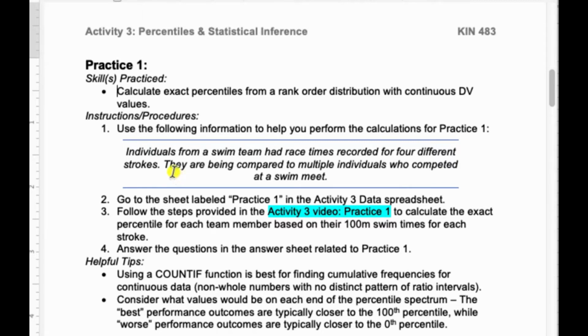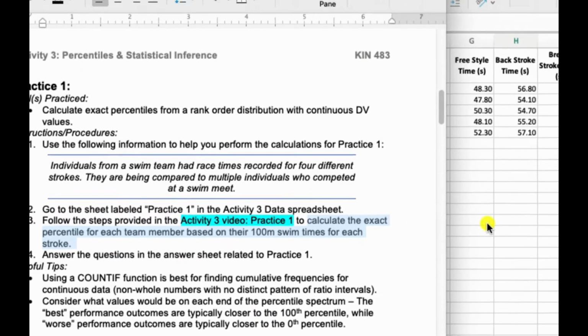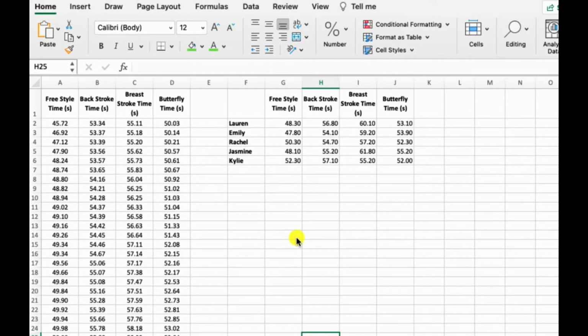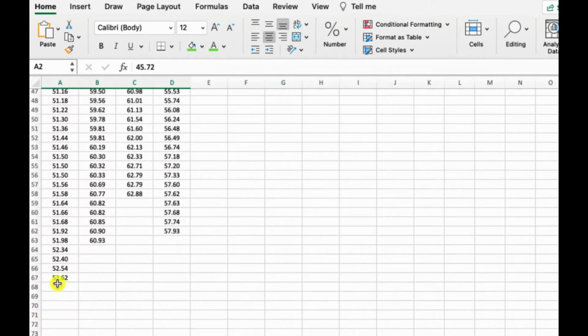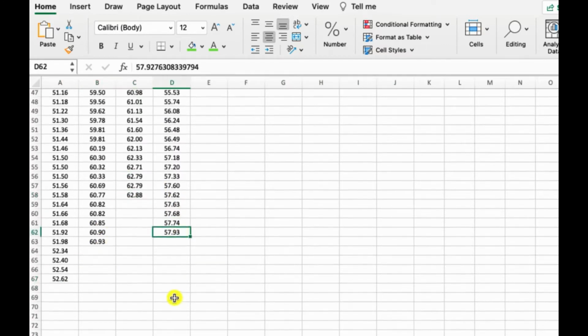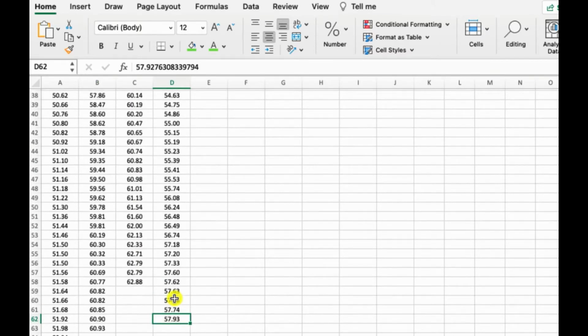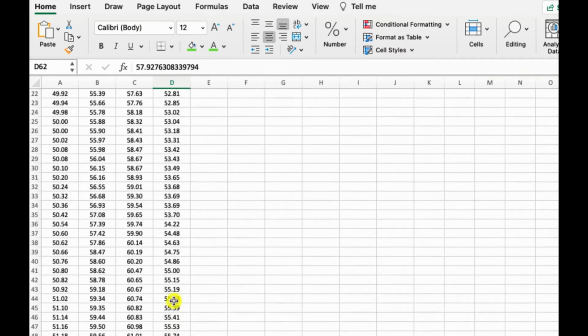So let's go to our data spreadsheet, and we will calculate the exact percentile for each team member based on their 100-meter swim times for each stroke. Our spreadsheet looks something like this: we can see 4 different strokes, 5 people, all of their raw score data times, as well as the times for everybody at the meet. You can see each of these data sets has a different number or sample size of people who competed in that stroke, so we should keep this in mind when we're performing our calculations.